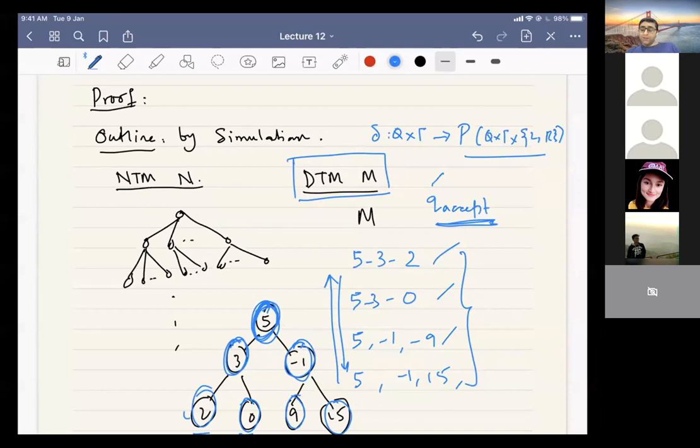Now there is a possibility that the NTM N that we actually designed was not deciding a language, right? It was recognizing a language. So there is a possibility that one of these paths will never end. It will keep giving us more and more options and more branches. That path could be the first path or the second path or the third path or the 100th path or maybe the last path. We don't know which path exactly it is, or maybe there are multiple such paths. So if the NTM is such that it can go into an infinite loop, then the resulting deterministic Turing machine will also go into an infinite loop. So this has to be considered.